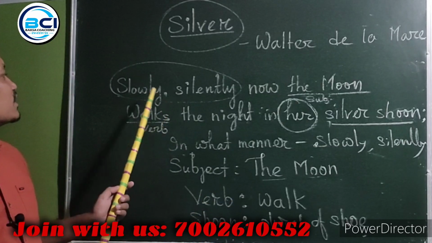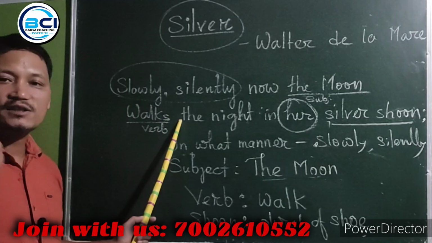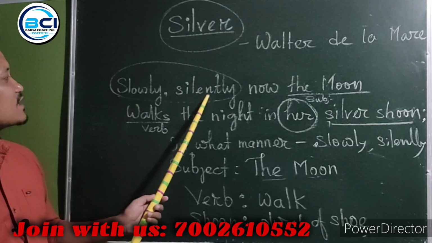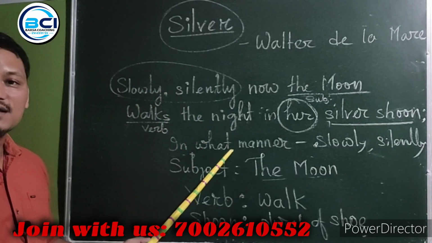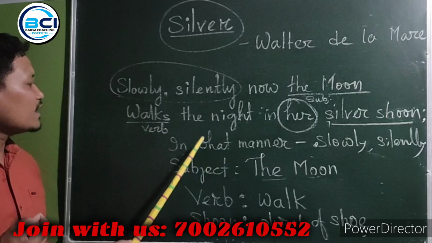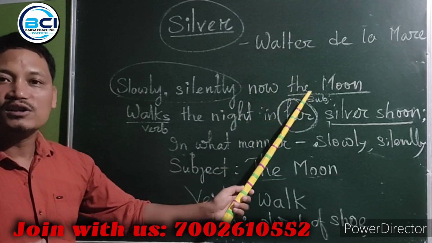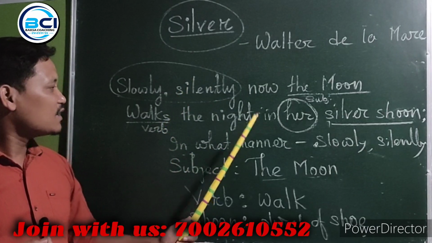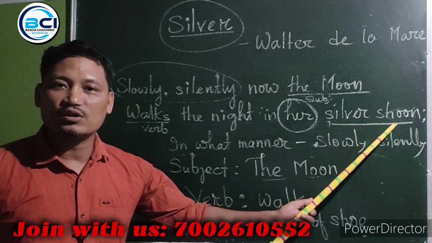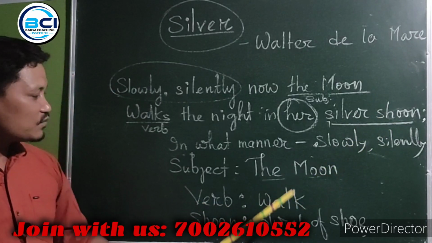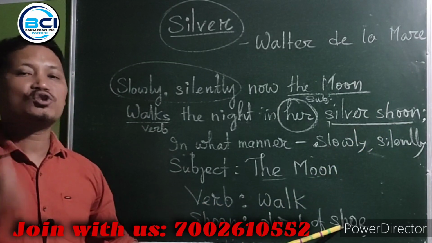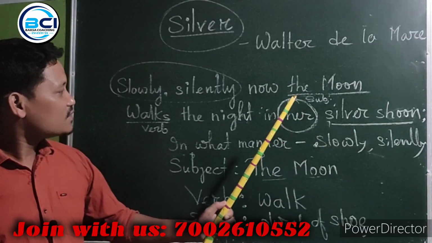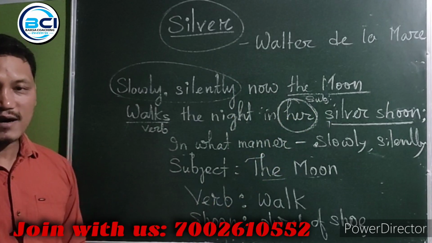So we have understood the meaning of the first two lines of this poem, Silver. Let me tell you once again. Slowly and silently, this is the manner in which the subject, the moon, is walking the night. And she is wearing silver shoes. It means a pair of shoes. The color of the shoes is silver. Right? Okay.